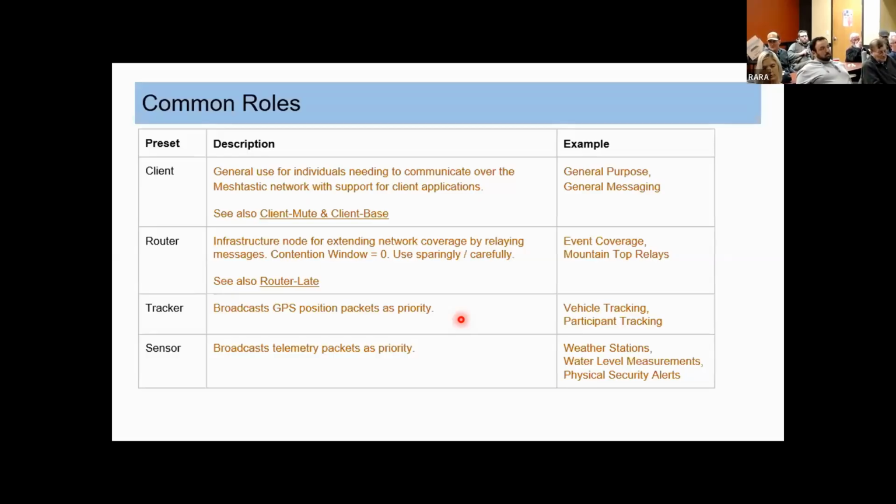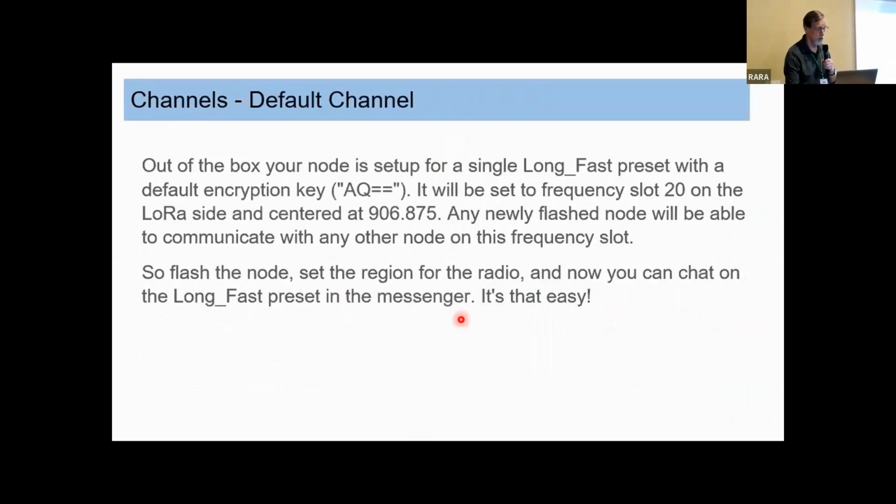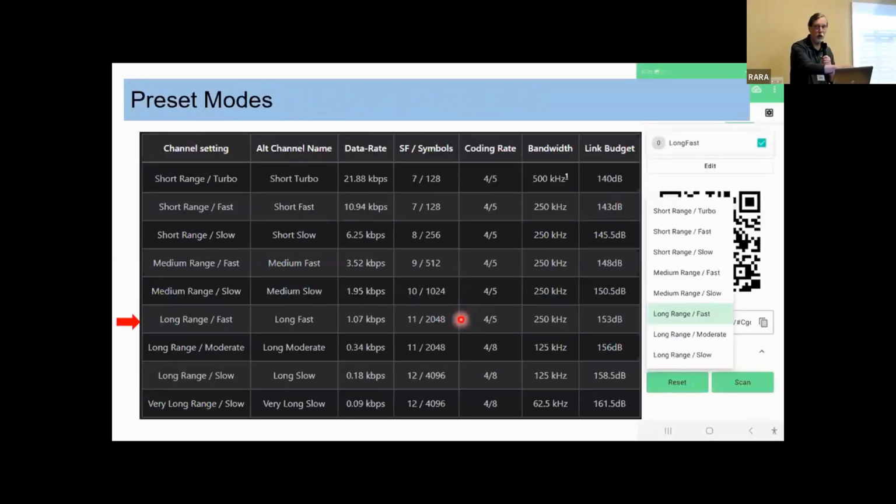And I've seen people who travel and bring their node with them. Do you have to change anything when you go someplace else, or you're just in it now? Nope. Here's the key to this. Remember we were talking about all these different modes? The default mode is long fast. But nodes that are in a different mode cannot talk to each other.